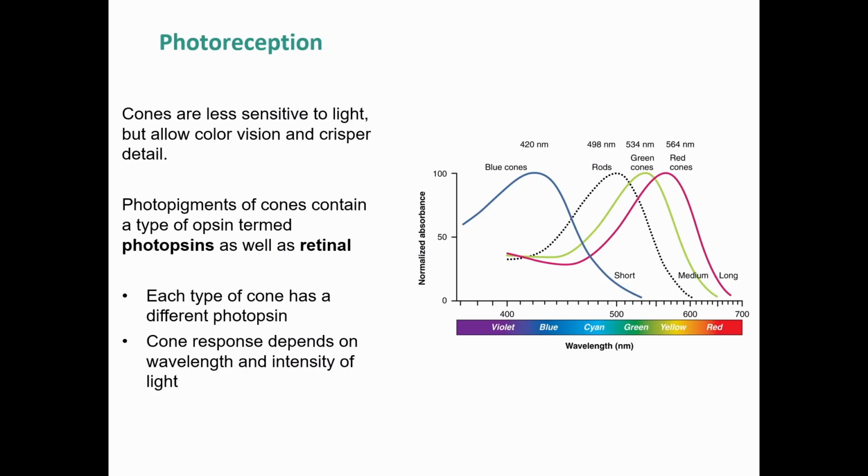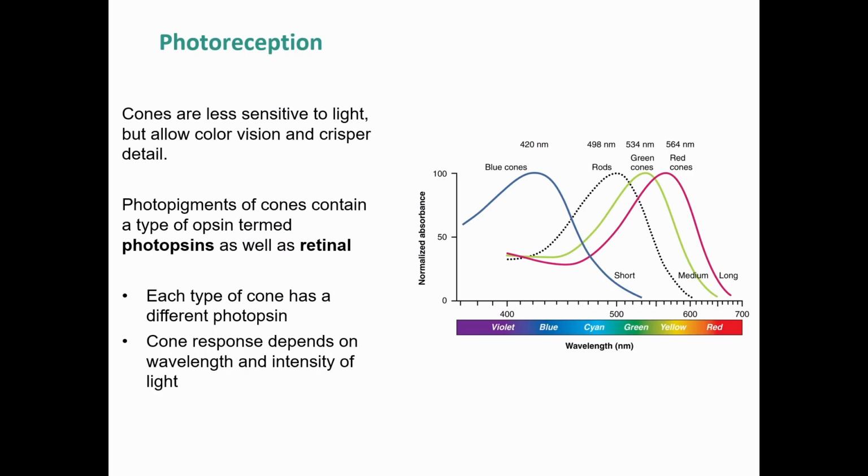We have those three different cones. We have green cones, red cones, and blue cones. They have their own opsins called photopsins, as well as their own retinols. We're not going to get into the details of how each one works, but just know they have different photopsins and which ones they respond to depends on the wavelength of light and the intensity.